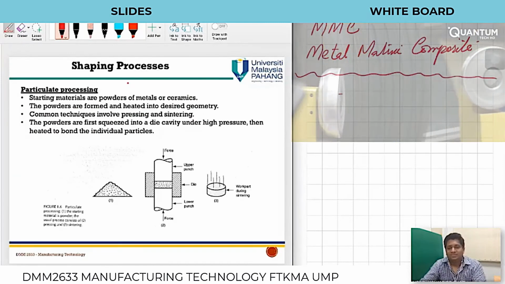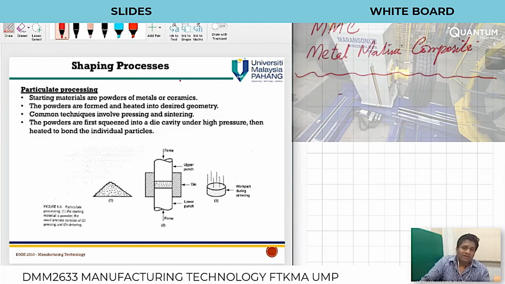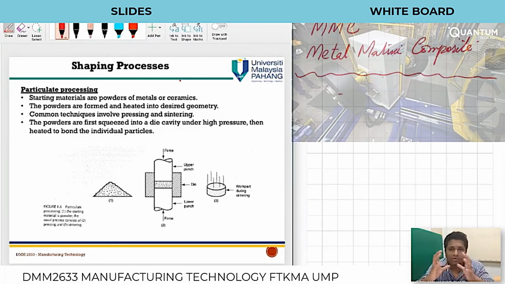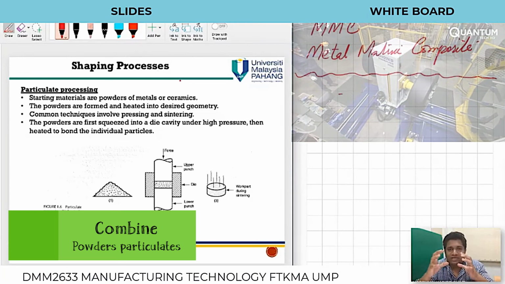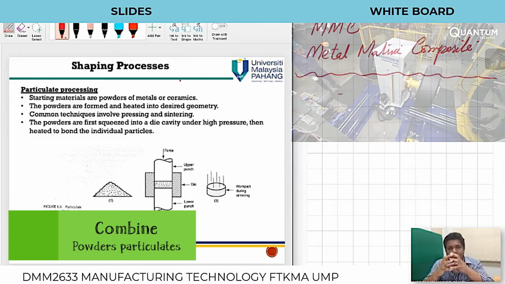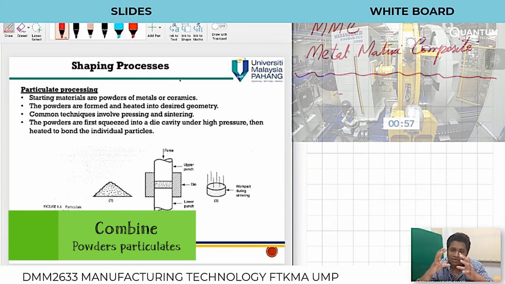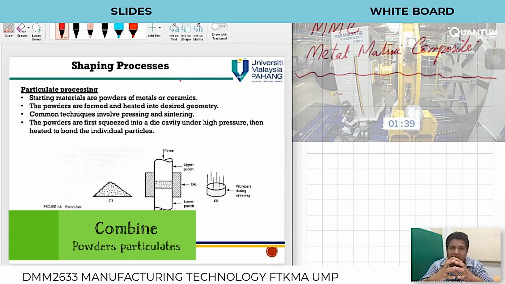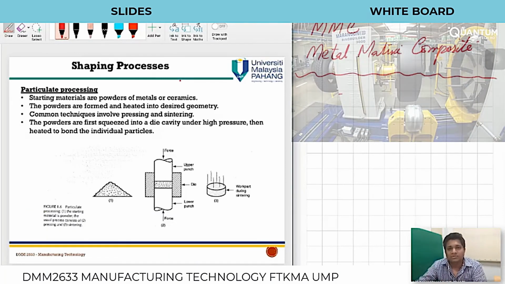Then we move to shaping process. Shaping process, particulate processing. What we do in particulate processing is that we have got a lot of powders, and then we combine them through heat and pressure to form a shape. So by combining the powders under pressure and heat, we can create a shape or a geometry or a product that is called particulate processing.